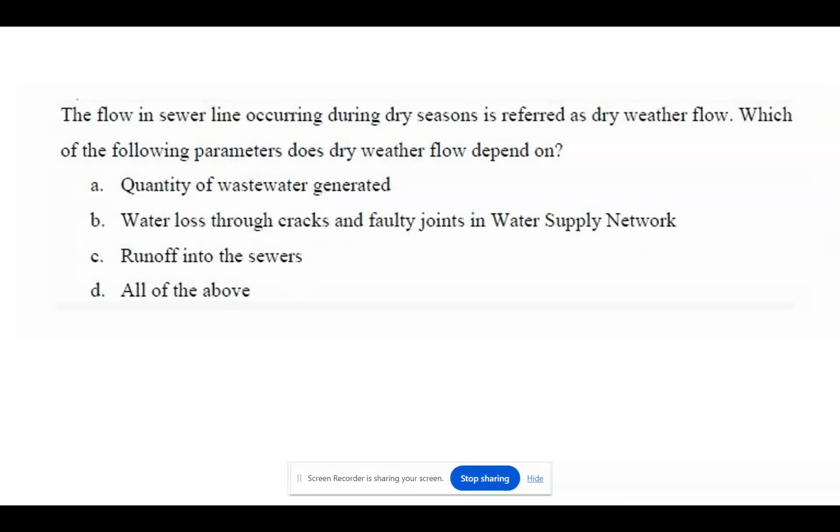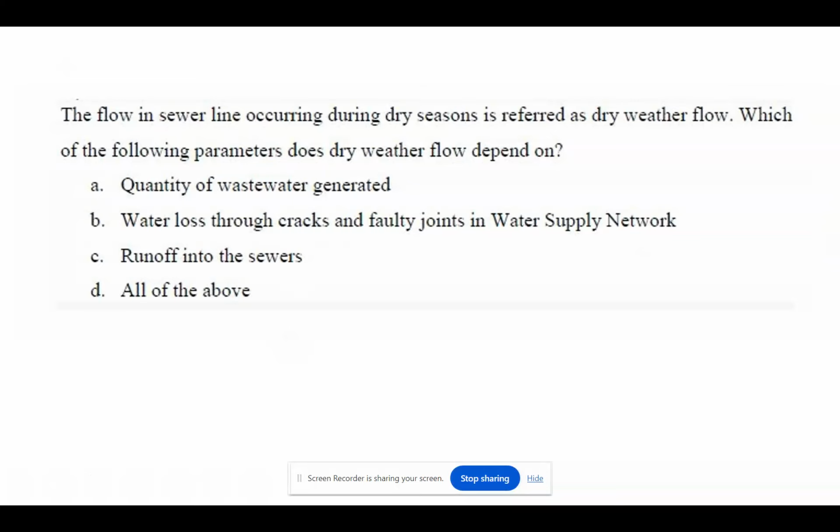Quantity of wastewater generated; water loss through cracks and faulty joints in the water supply network; runoff into the sewers; and D option is all of the above. So what is the flow in the sewage line which is given here? Which of the following parameters does dry flow depend on? So what will be the answer? Dry flow means which? Only quantity of wastewater generated.